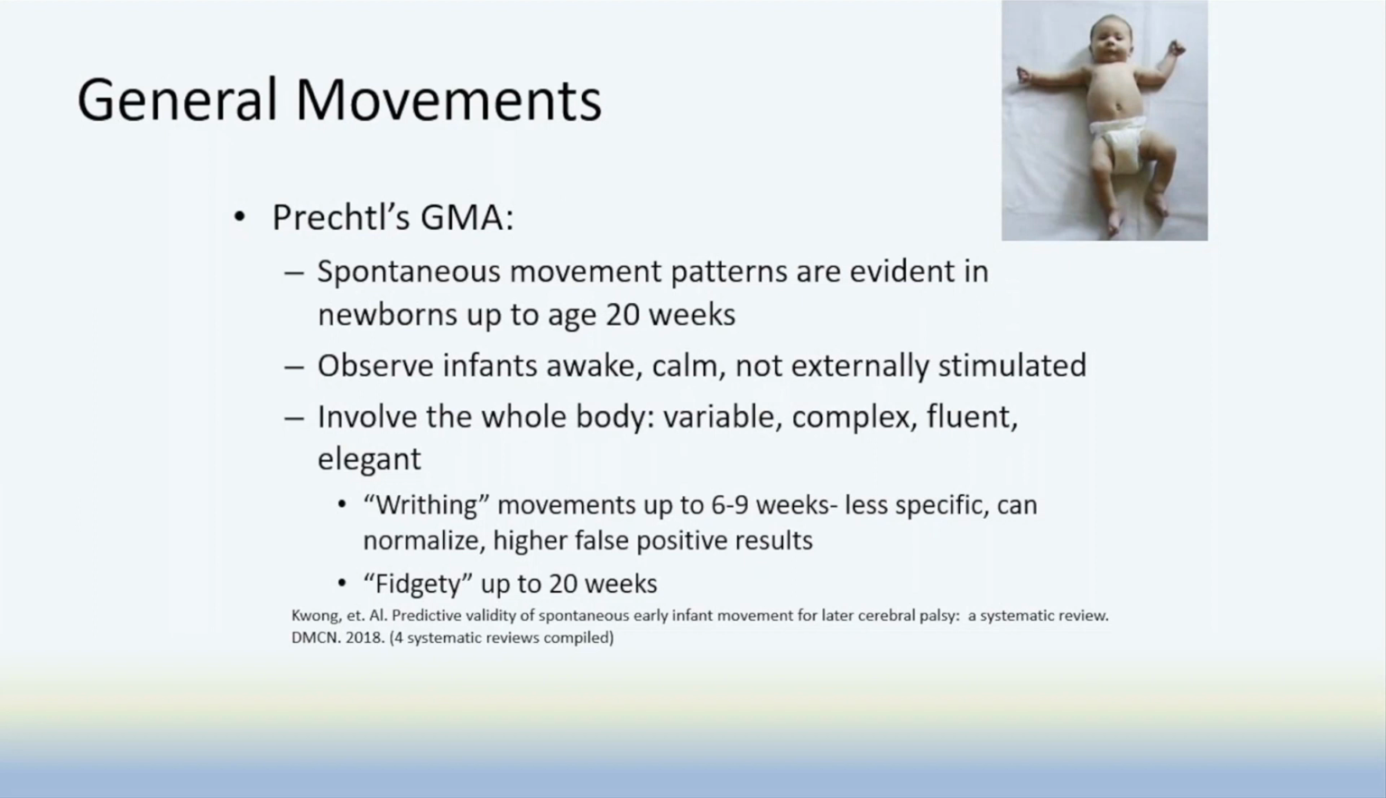And it involves watching and monitoring the whole body of the infant, watching for the variability of movements, complexity, fluency, elegance. And so the tester is watching for writhing movements up to 6 to 9 weeks of age. It can be less specific, and these can normalize, thus aren't our most reliable, but these fidgety movements can be present up to 20 weeks gestational age.